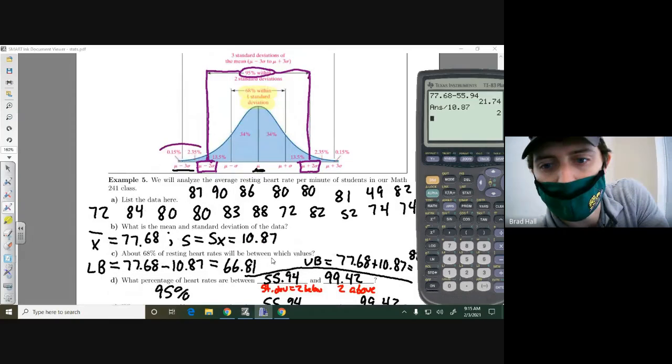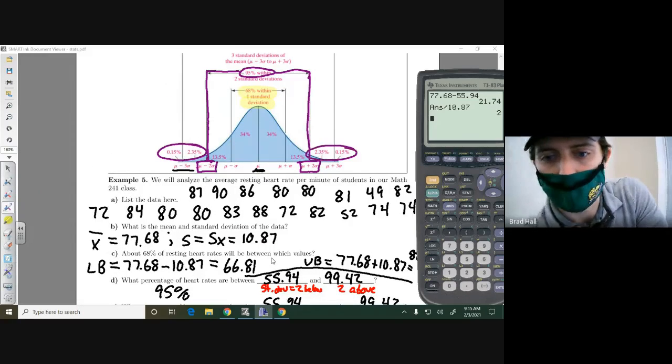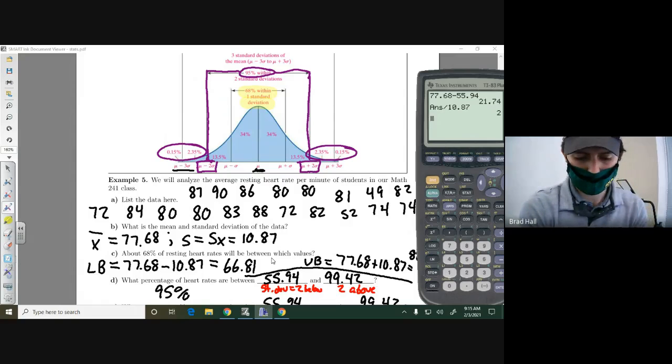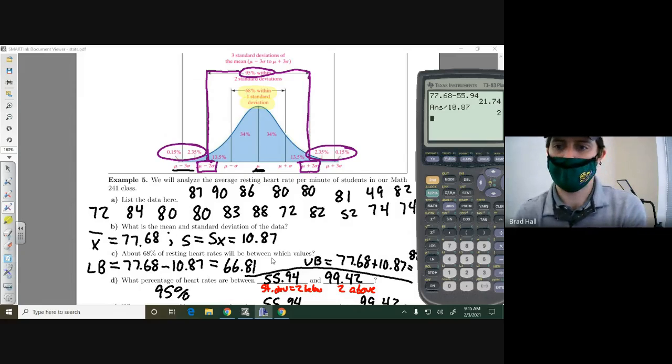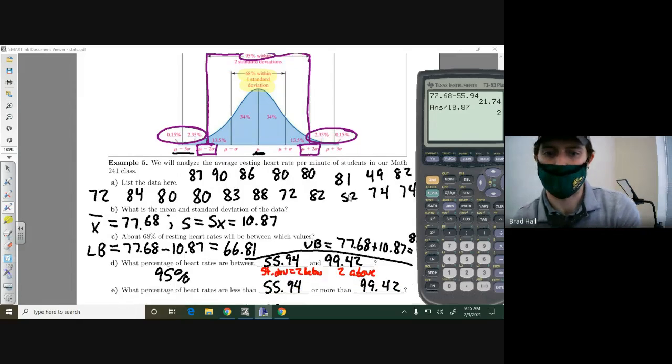Well, less than those 2, it's the sum of all of those. 0.15 plus 2.35, that times 2, and that's 5. It's the sum of everything I circled. That's 5%.